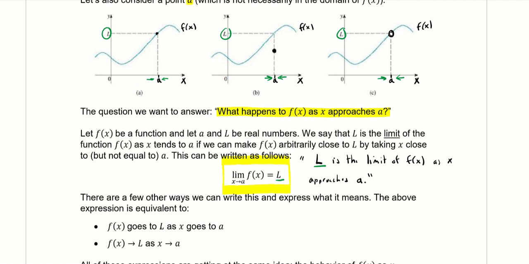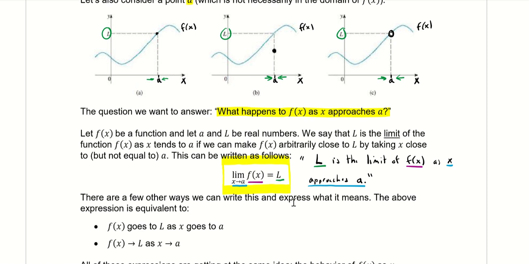L is the limit of our function specifically as x is going towards something. So to break that up into the pieces of this expression, the limit value is capital L. Where are we looking for that? We're looking for it for x values close to a, and whatever our function is, just this f of x.